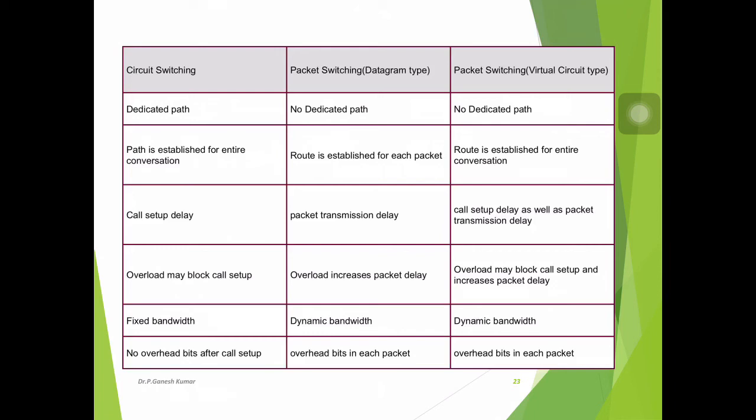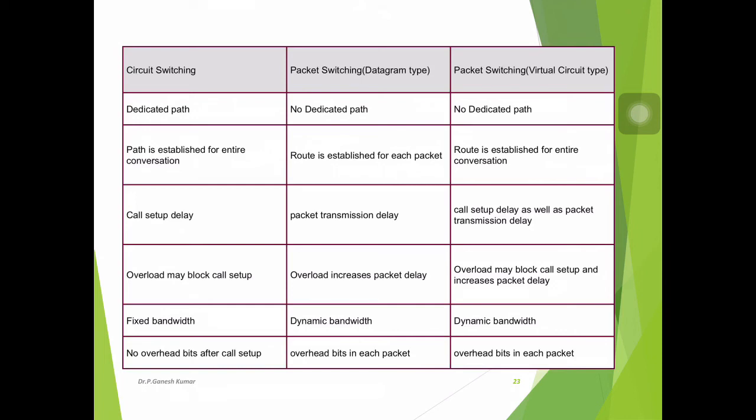Once the connection has been established between the source and the destination, a dedicated path is established for the entire conversation. Until they cut the connection, it continues. It means a fixed bandwidth is available, and a constant bitrate can be achieved. Once the connection setup is over, we need not have any other overhead bits after the connection setup. This is for circuit switching.